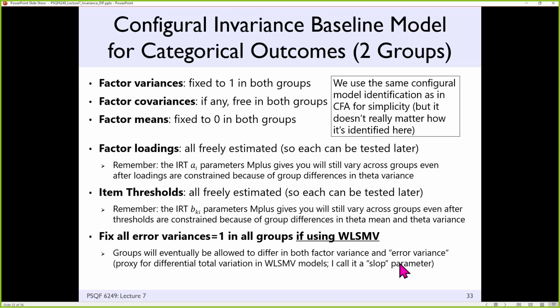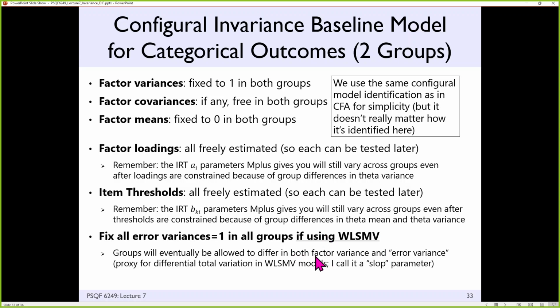I have a note, though, here that error variances are not real things in these models. They basically become what I call a slop parameter. That is an untechnical term, but it refers to the idea of just sort of filling the gaps that are left after the constraints. Like, they're not going to hold perfectly, so whatever little wiggle room is left over in terms of having extra loading or extra threshold contributes to make the error variances different.